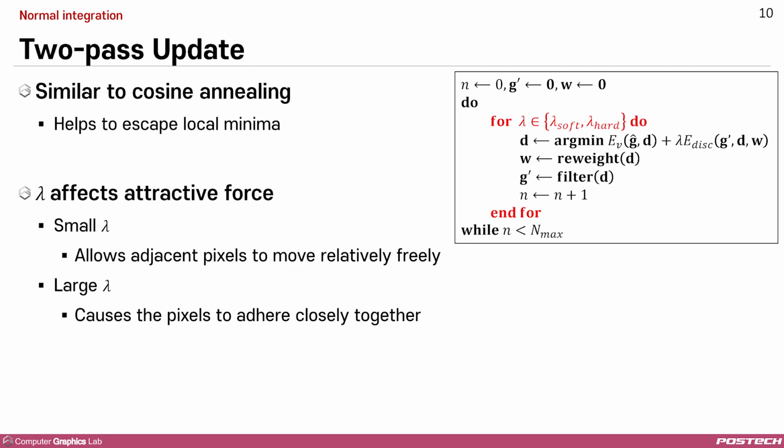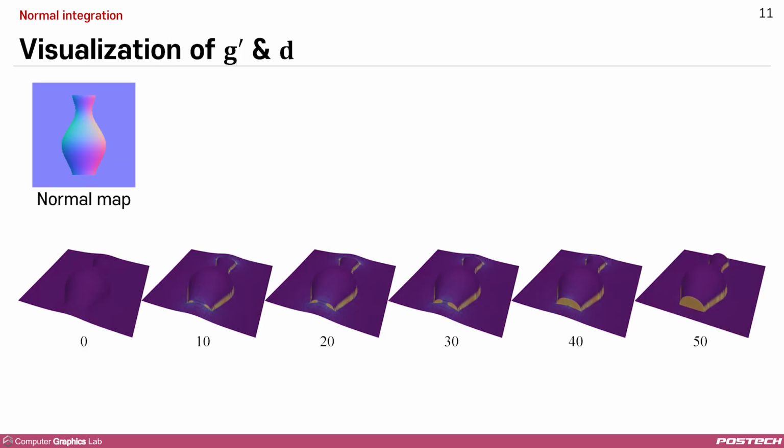To avoid local minima, we adjust the weight of the discontinuity energy in a manner similar to cosine annealing. When the weight is small, pixels move relatively freely, allowing G' to form. As the weight increases, pixels adhere closely together, reducing the risk of local minima. This visualization shows the evolution of G' over iterations. Bright areas indicate large G' values. As the iterations progress, G' becomes sparse and focuses only on necessary regions, demonstrating the effectiveness of our method.